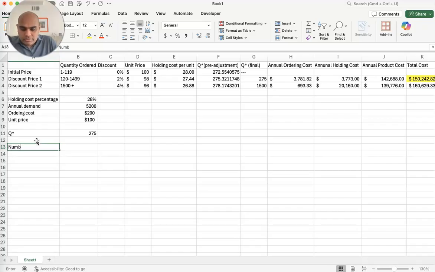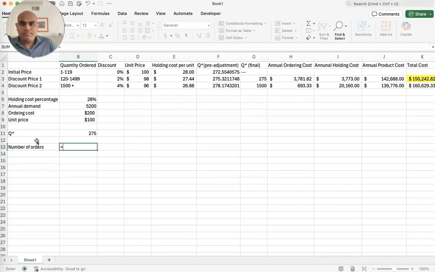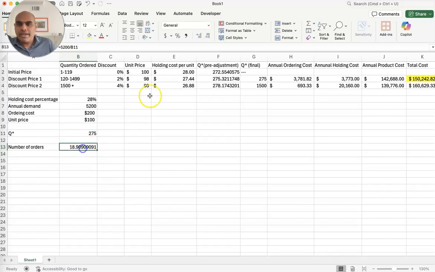So what is the number of orders? The number of orders will be annual demand, which was 5,200, divided by the value of Q star, right? So the number of orders will be 18.9. So don't round this. This means that you will place 19 orders in a year, but 91% of the final order will be accounted for in this year. The remaining 9% gets accounted for in the next year. So the cycles are slightly off of your annual cycle. That's all that means. So the number of orders should never be rounded, right? We'll just keep 2 decimals, but that's fine. That's the number of orders.